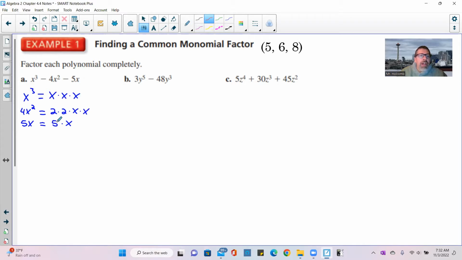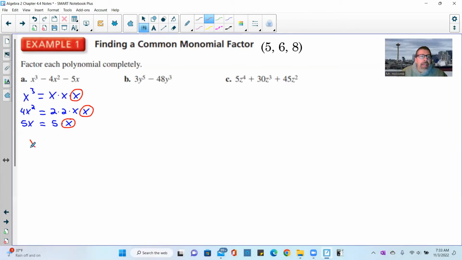This does not have a 5, so 5 is not a common factor. The second one here has a 2 in it. This one doesn't have a 2. 2 is not a common factor. But I do have 1x here. I do have 1x here. And I do have 1x here. So my common factor is x.